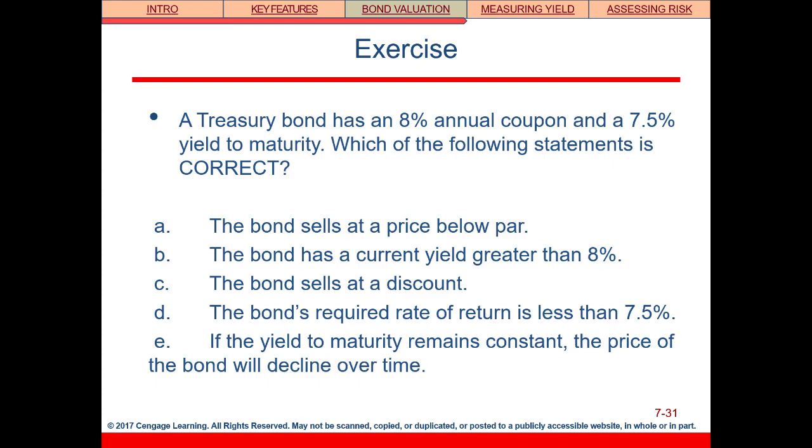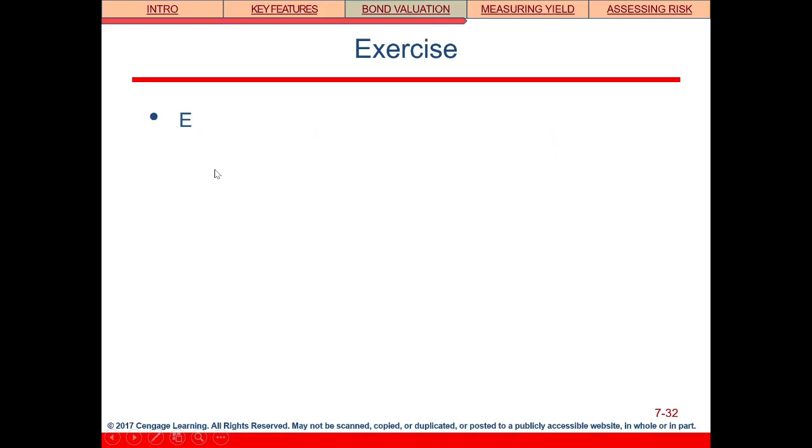So if the market interest rate remains constant and the bond is selling at a premium, therefore the price of the bond will decline over time until it converges to the face value, right? So E is correct because the bond is selling at a premium. Therefore, the price is going to go down over time if the market interest rate remains the same, which is the same as the yield to maturity. So the correct answer is E.